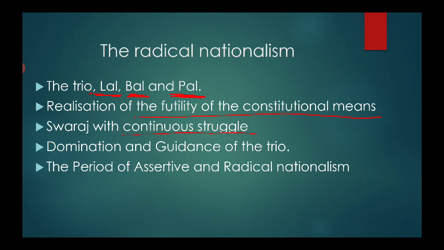Then, with the domination and guidance of the trio, the national movement from 1905 to 1916 began. So, this is called the second phase of the Indian national movement, the rise of the assertive or radical nationalism. These three leaders constituted the trio that led the national movement. These three people were the reason for the national movement in the early years of the 20th century. So this period is called the period of assertive or radical nationalism.